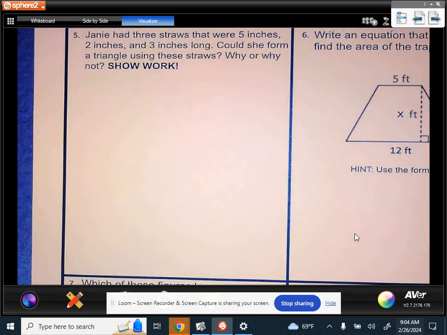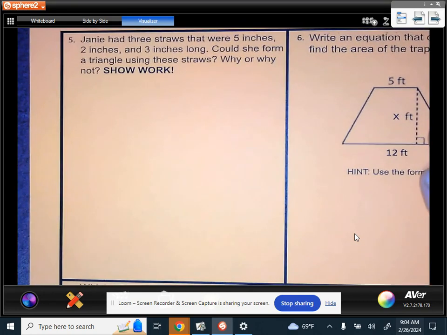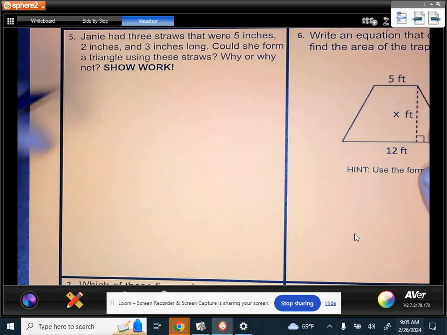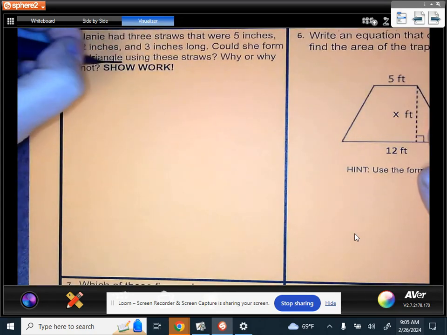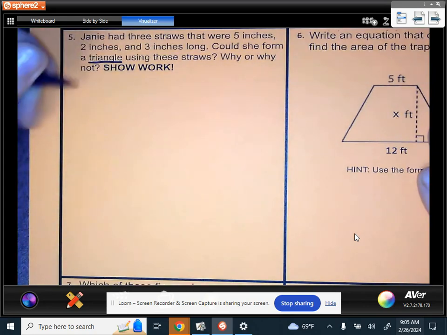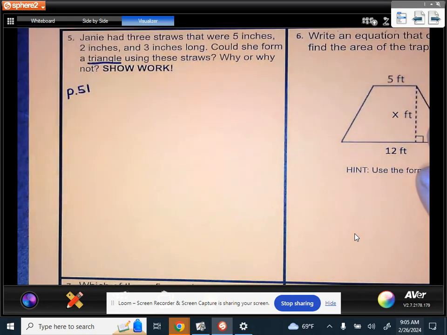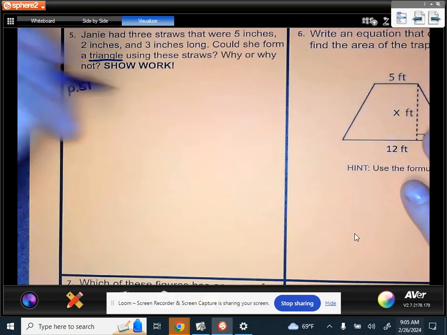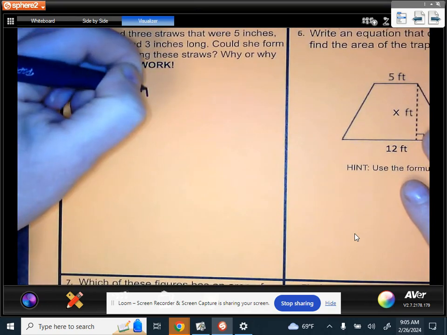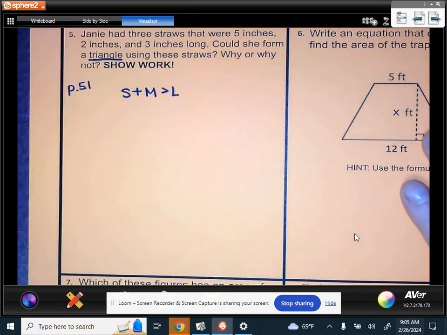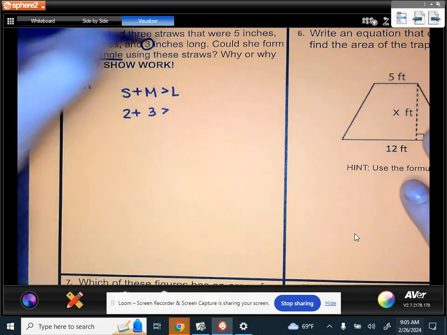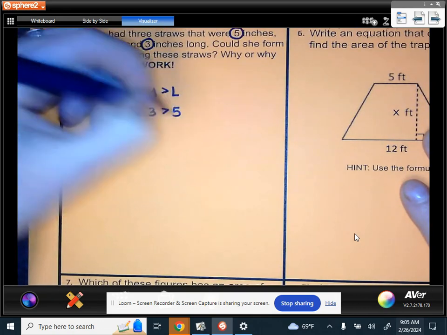Okay, Janie had 3 straws that were 5 inches, 2 inches, and 3 inches long. Could she form a triangle using these straws? Why or why not? So again, we have another triangle problem, but this is a different type. And this can be found on page 51 because it's talking about the sides of a triangle. On page 51, I taught you the strategy small plus medium has to be greater than large. So we take our smallest one, which was 2, plus our medium one, which was 3, and it's supposed to be greater than our largest one, which was 5.